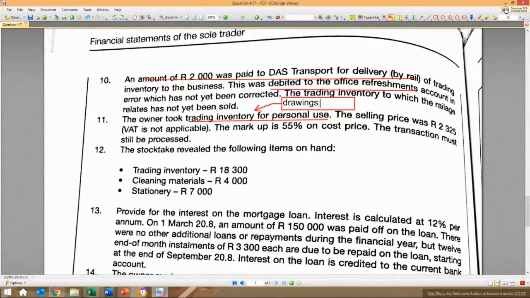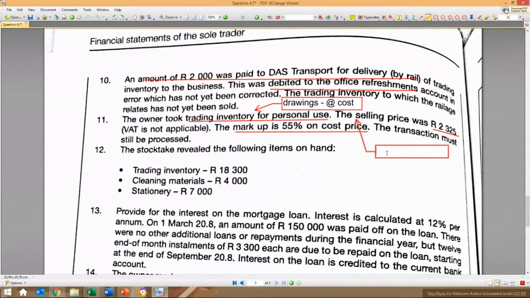Now remember, drawings is always at cost. Okay, yes, owner's equity drawings, yes. So it's always at cost. Now they've given you the selling price was 202,325 Rand. And they tell you VAT is not applicable, so they've made it easy for you guys. Markup is 55% on cost price.